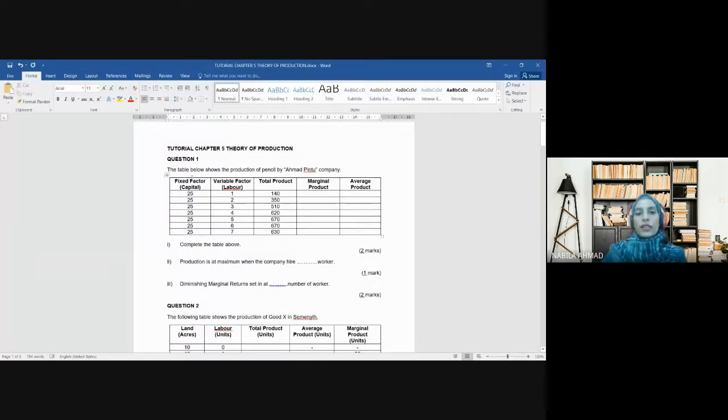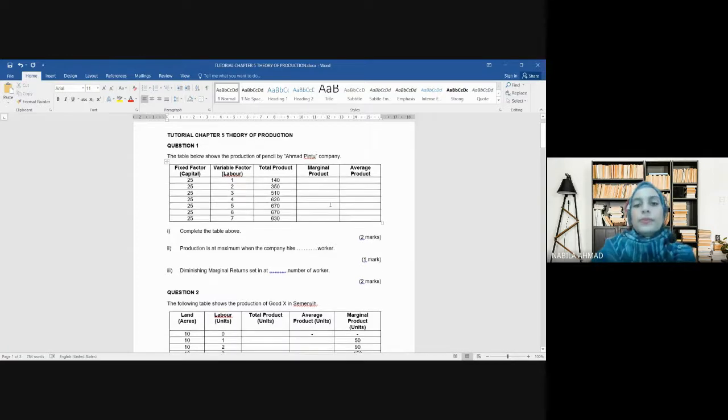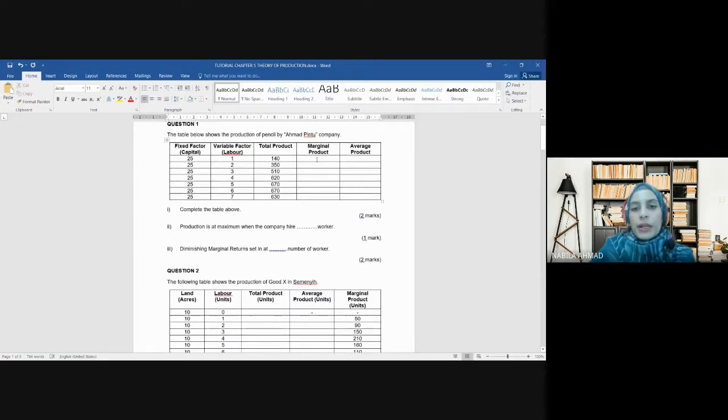Okay, so we have fixed factor here, capital, variable factor, labor, total product. And marginal product and average product dibiarkan kosong. So we have to complete the table lah. Yeah, we have to fill in this marginal product and average product. Okay, so bagaimana nak cari marginal product? Kita ingat balik formula lah. Yeah, change in total product divided by the change in labor.